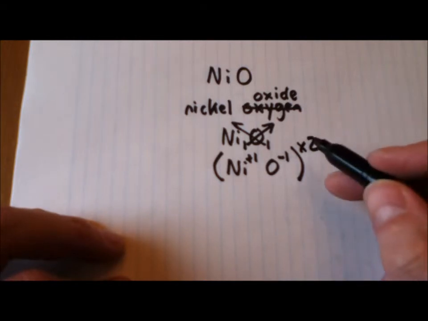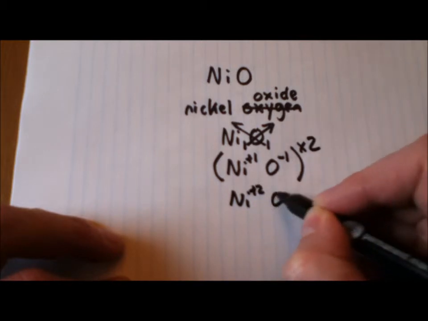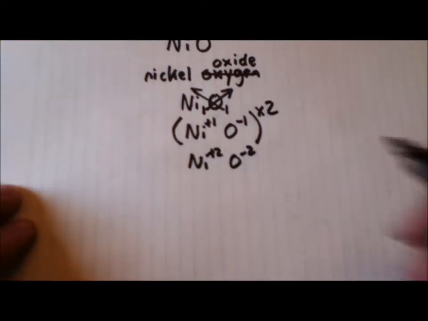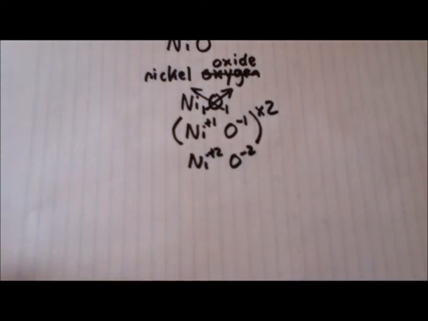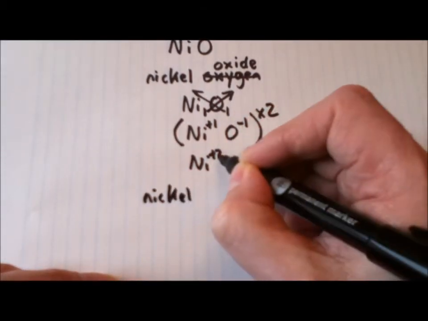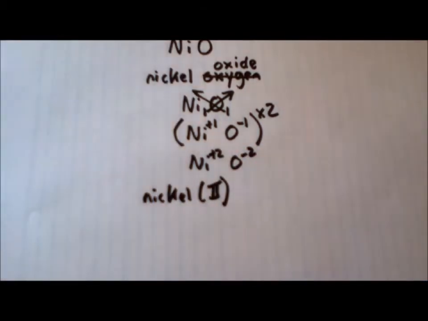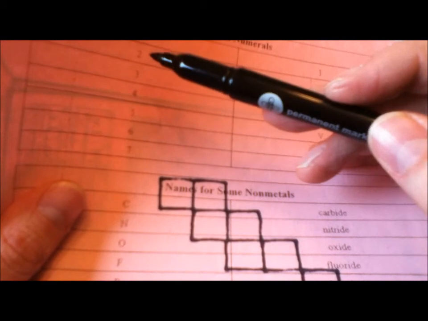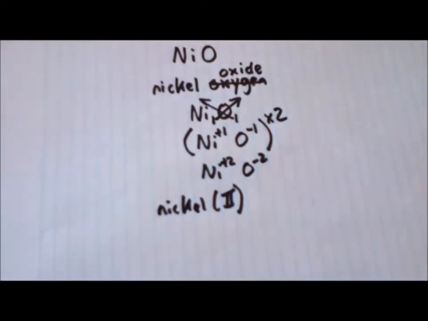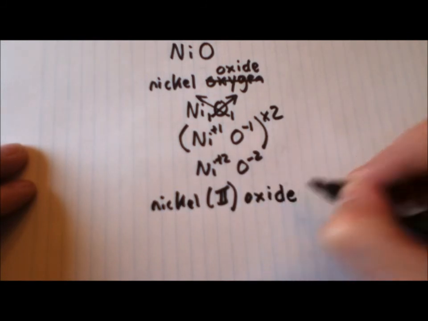Now if we rewrite it, it's Ni positive 2 and O negative 2. So the charge of the oxygen is correct, and the charge of the nickel is now positive 2. So now we do the last step: we edit the names, adding Roman numerals. So now it's nickel. The charge is positive 2, so you write in Roman numerals II. Again, we find that on the periodic table on the back of your sheet. 2 is II. And then we rewrite the name of the non-metal, oxide, and we're done.